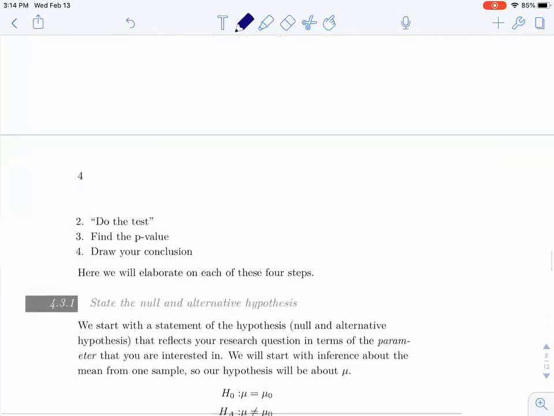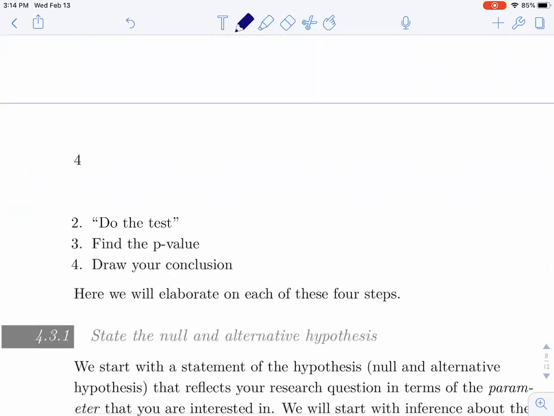Step 2, I just call it do the test. Doing the test is something that we know how to do already. To start off with, it'll be calculating a z-score: z is x bar minus mu over sigma over root n. It'll be as simple as that. Later, it'll be calculating a t, but the idea stays the same.